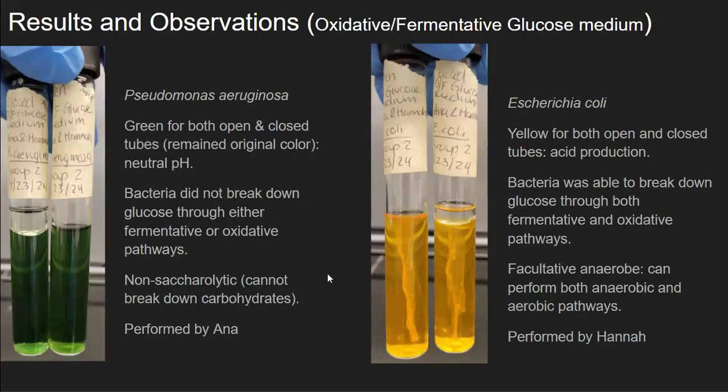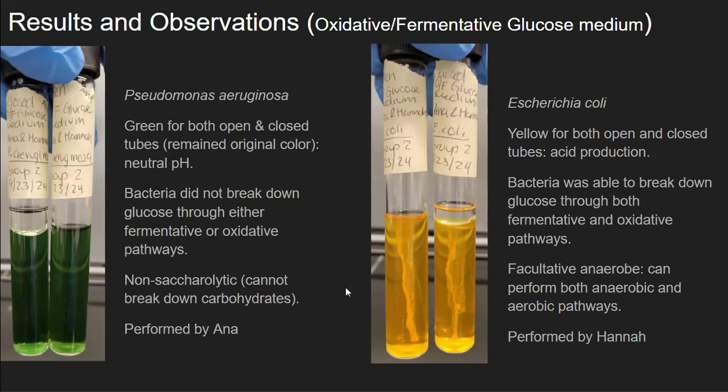Results and observations. Oxidative fermentative glucose medium. For Pseudomonas aeruginosa, the tubes, both open and closed, were green, remaining their original color of a neutral pH. Bacteria did not break down glucose through either fermentative or oxidative pathways. The bacteria were non-saccharolytic, which means that they cannot break down carbohydrates as well.